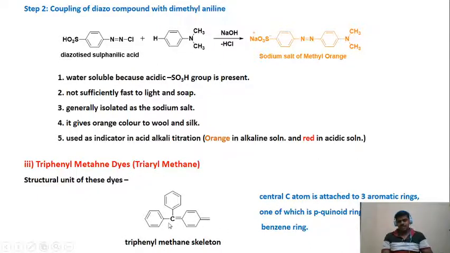The central carbon atom is attached to 3 aromatic rings, 1, 2 and 3. Of these three aromatic rings, one is a quinoid structure, a para-quinoid ring, and the other two are benzene rings. These two are benzene rings and this is the para-quinoid. So this is the structural peculiarity of these triphenyl methane dyes.